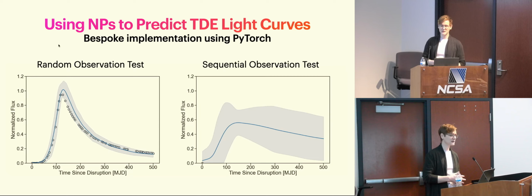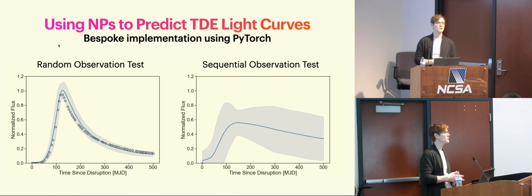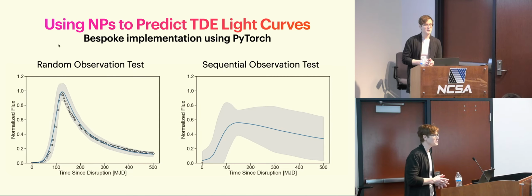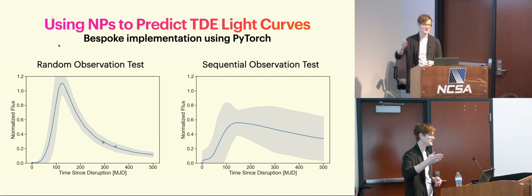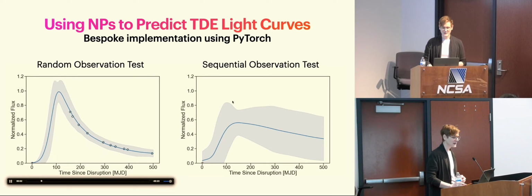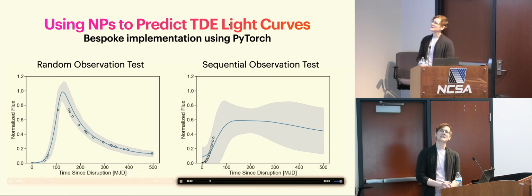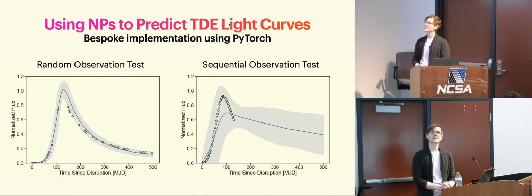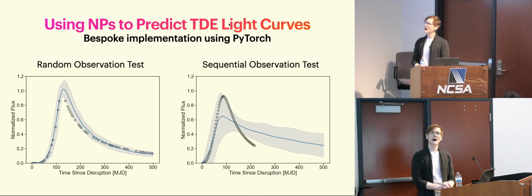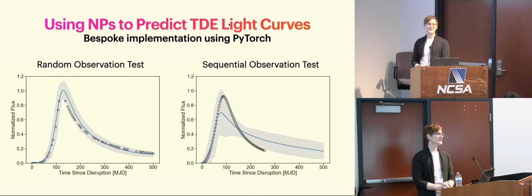So then I tried a sequential observation test, which in this case mimics what you might see from an observatory, taking nightly observations and accumulating them over time. Unfortunately, I didn't see as great of a response as I was hoping. Eventually, the model does converge on the observations. However, it does so on a timescale that's not particularly useful for our use case.